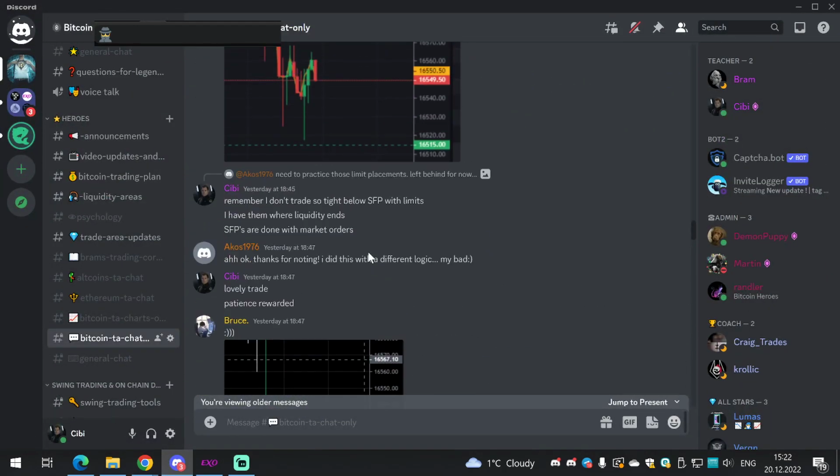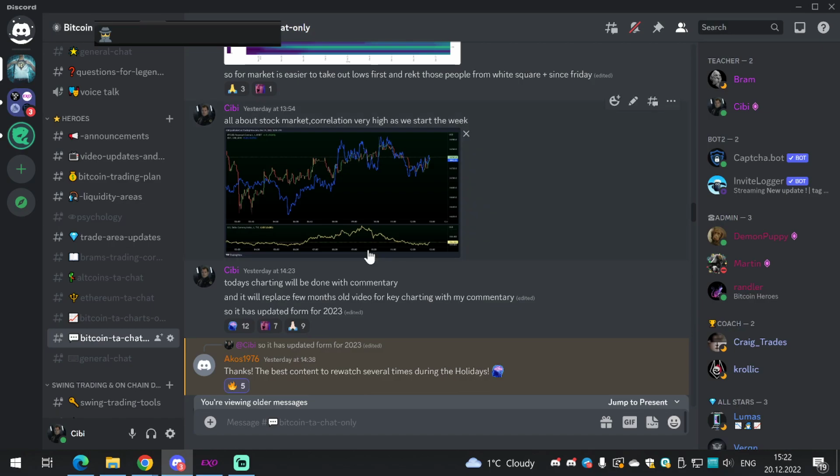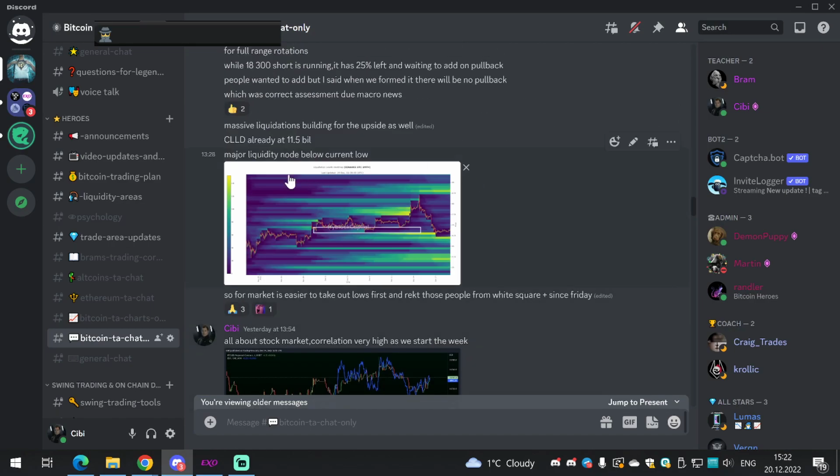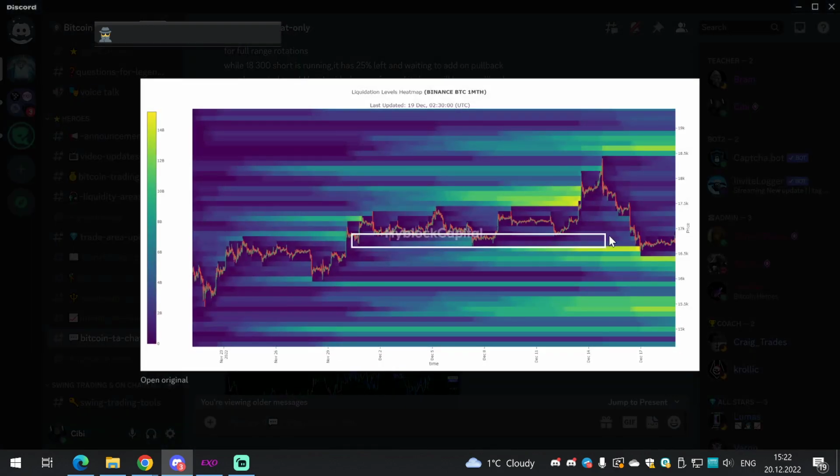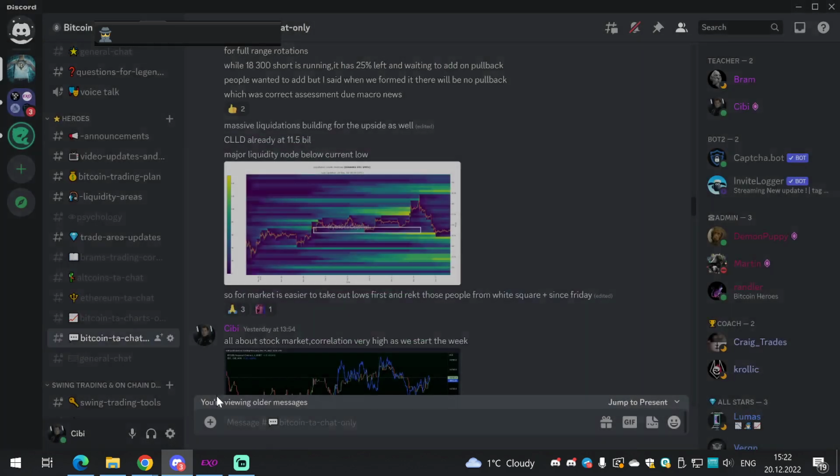Even before we reached the lows, I was pointing out to the group, we have a major liquidity node below the current low, so for the market it's easier to take out the lows first and wreck those people from the white square since Friday. People were building up stop losses from this area. This was like 1 month, 1 week, and also from the current price action.